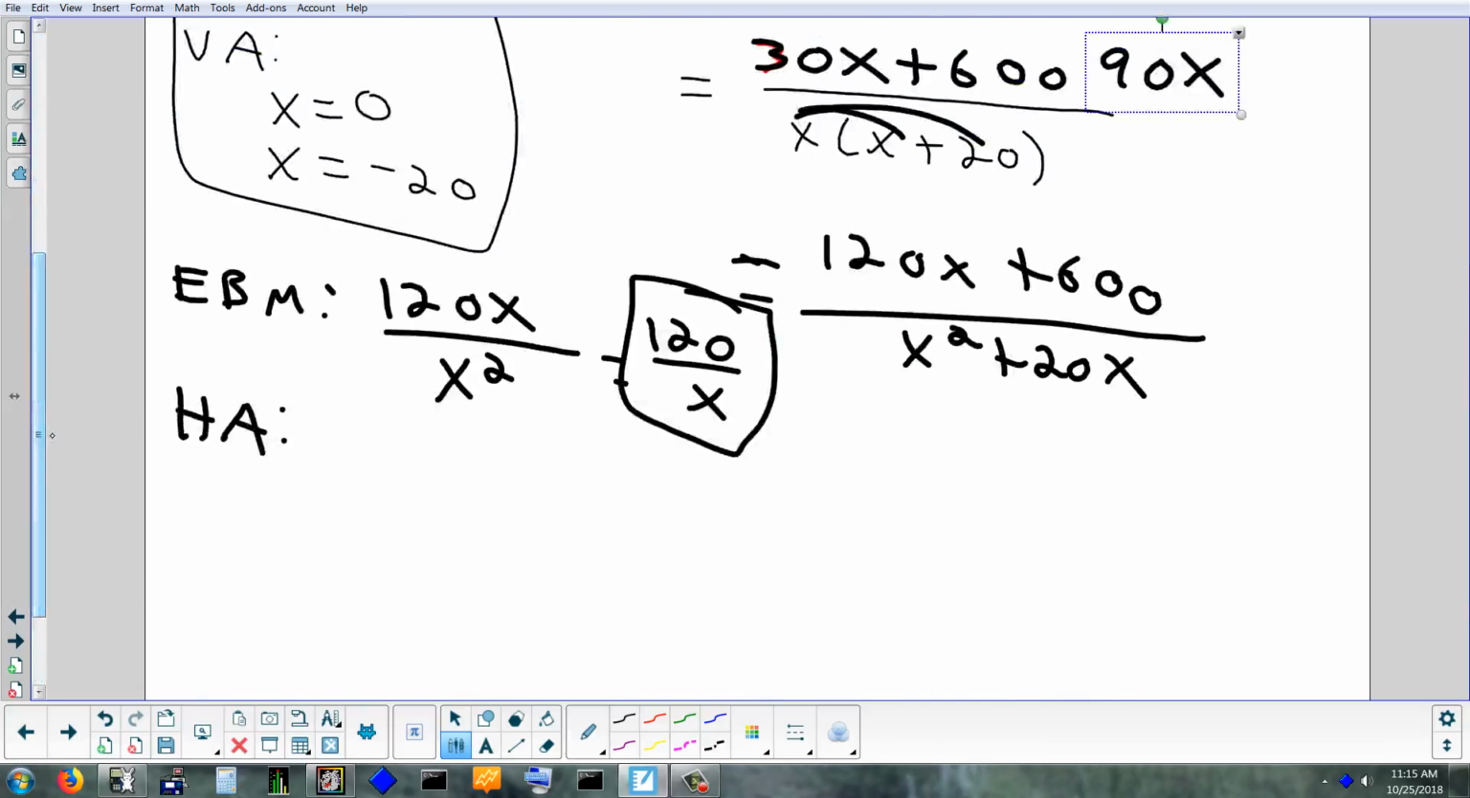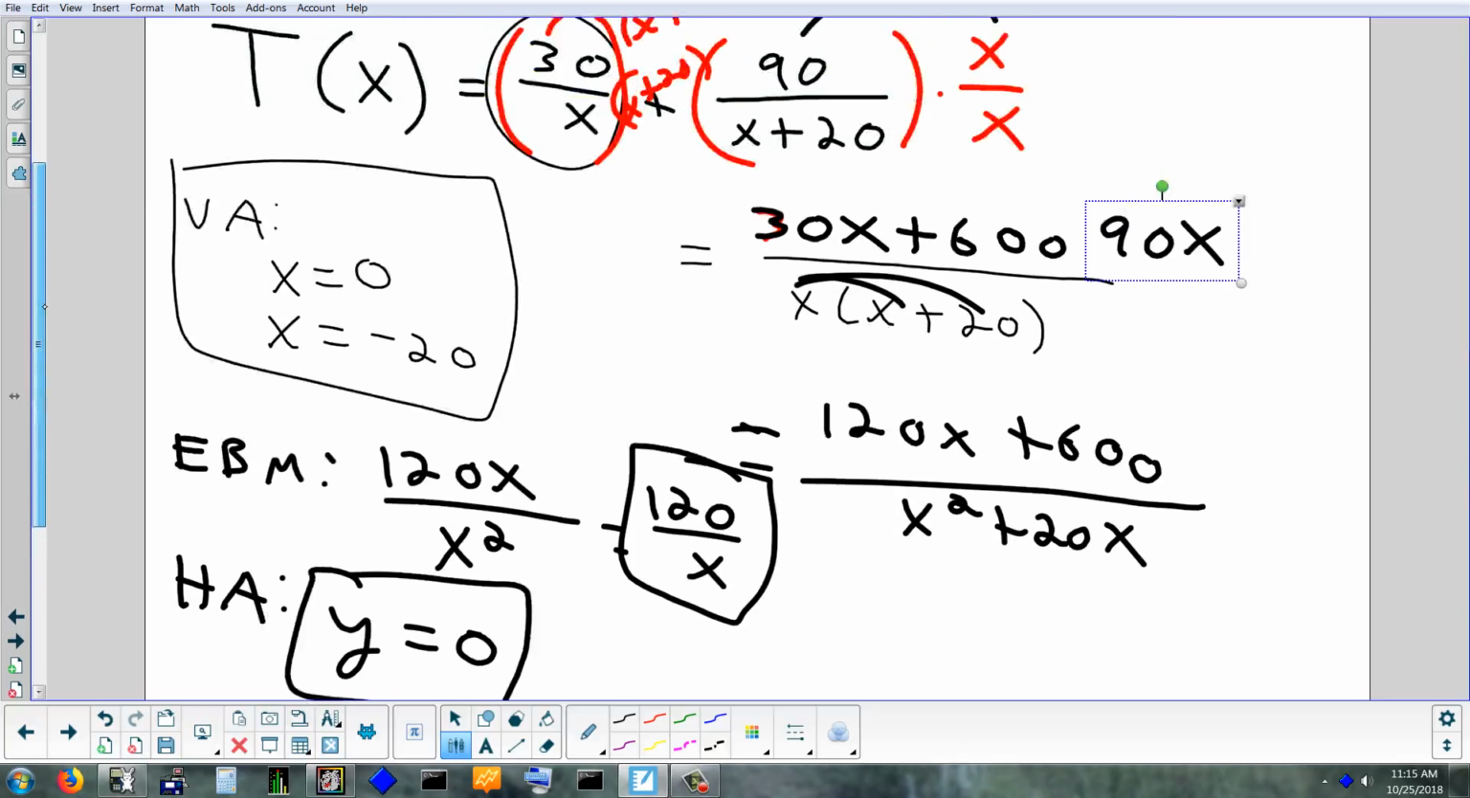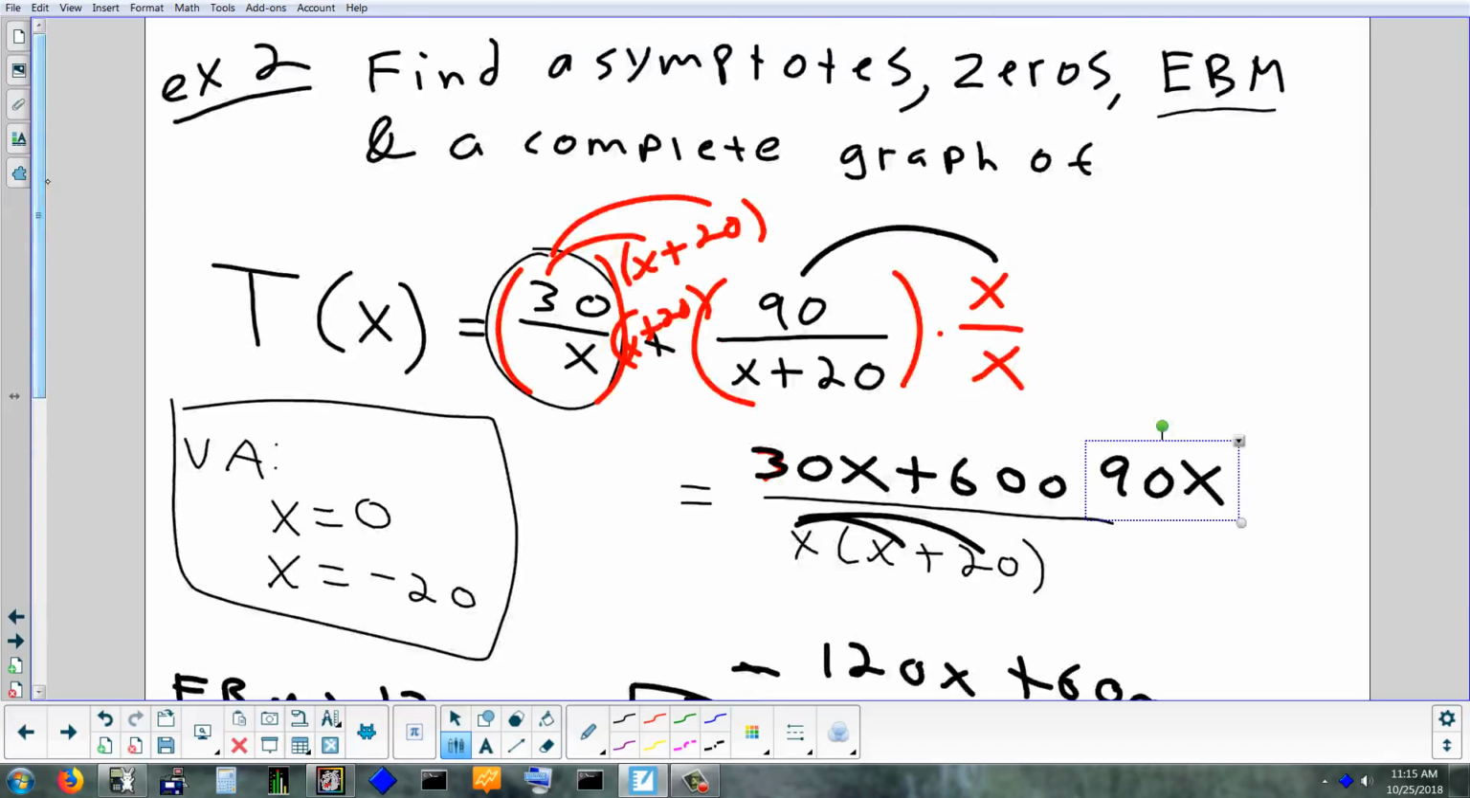If you let x get bigger and bigger and bigger, what does that fraction approach? 0. And it should, because as she drives faster and faster and faster, the time to complete the trip approaches 0. But it can never reach 0 because she still has to travel from point A to point B. No matter how fast you go, it's going to take some amount of time. It's not instantaneous to get from point A to point B, unless you travel infinitely fast. That's weird. So you've got horizontal asymptote, vertical asymptote, end behavior model.